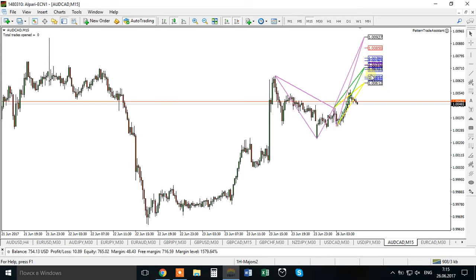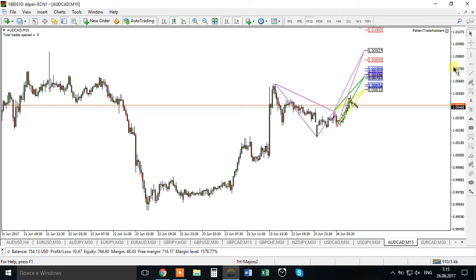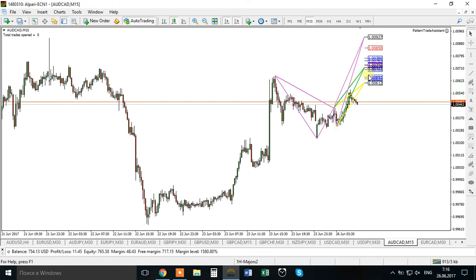And you see some numbers: potential reversal zone of bat, potential reversal zone of alternative bat, and potential reversal zone of a crab pattern. So these red arrows symbolize the maximum of the pattern. If the price crosses those arrows, this means the pattern is invalidated.